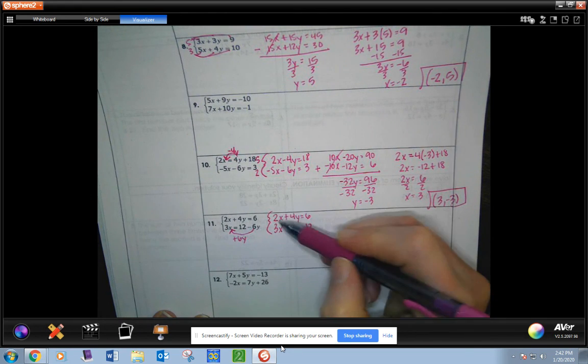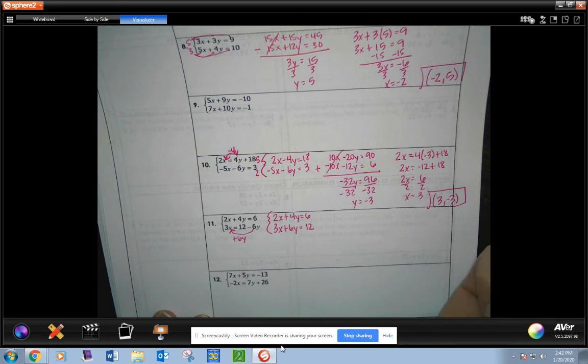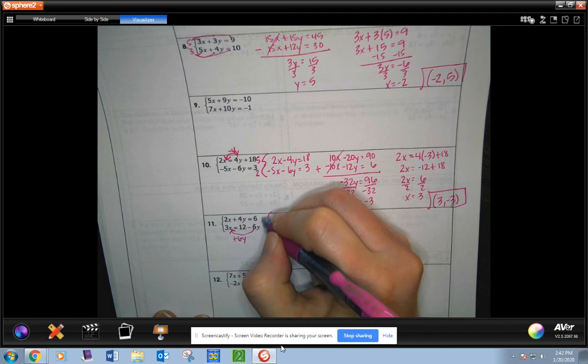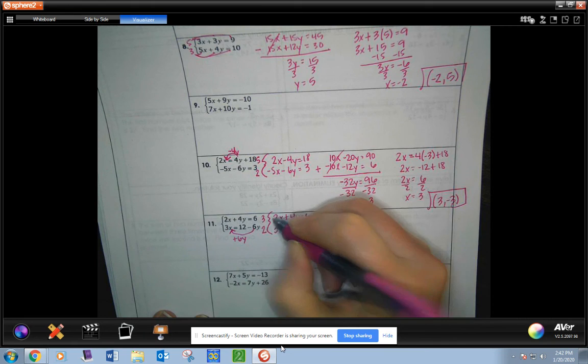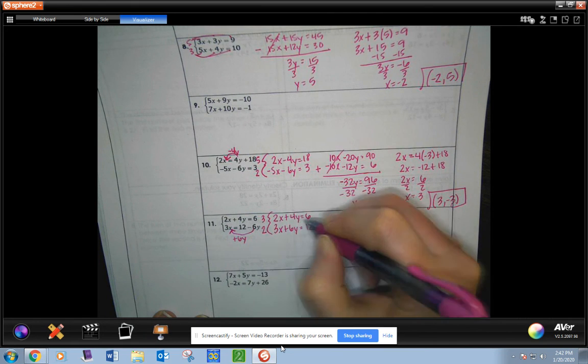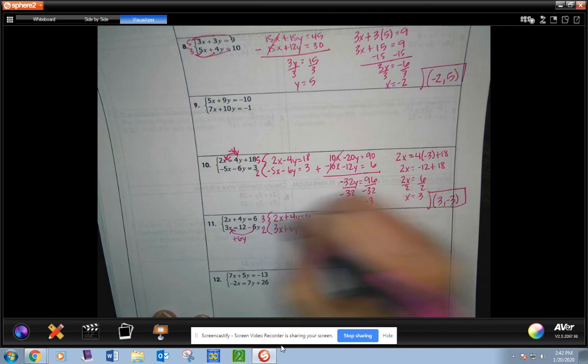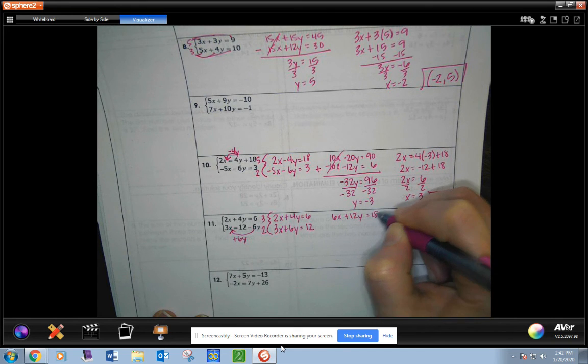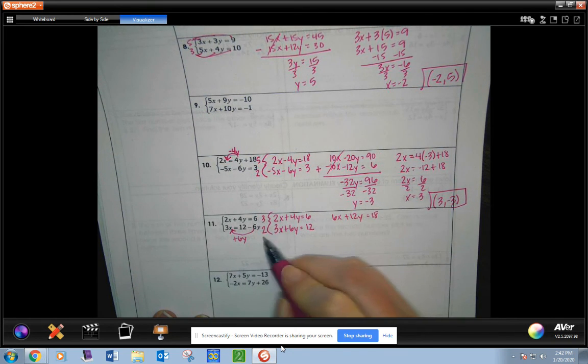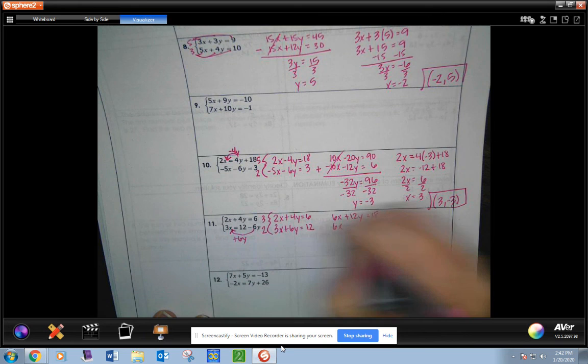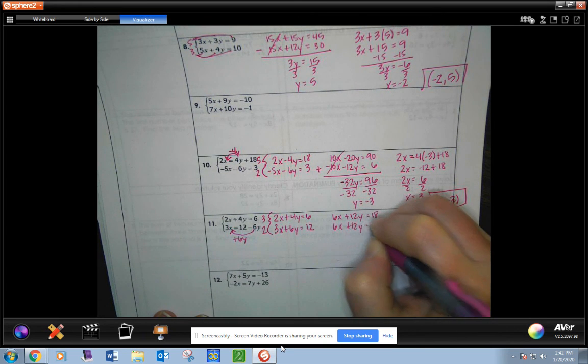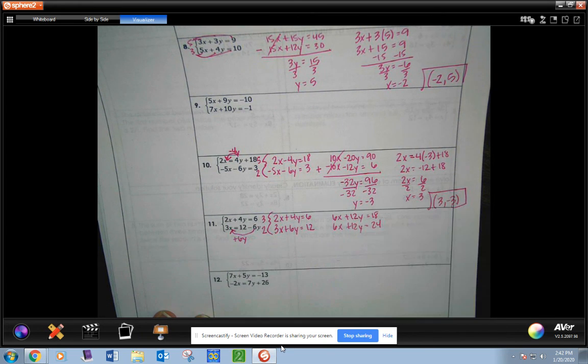Okay, we can switch the 2 and the 3 or the 4 and the 6. It's not going to matter. I'm going to go 2 and 3. They're smaller numbers. 3 times 2 is 6x. 3 times 4 is 12y. And 3 times 6 is 18. Bottom, 2 times 3 is 6x. 2 times 6 is 12y. And 2 times 12 is 24.